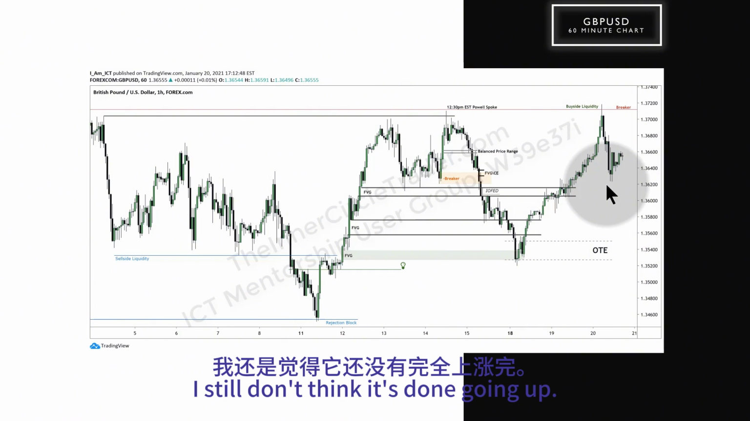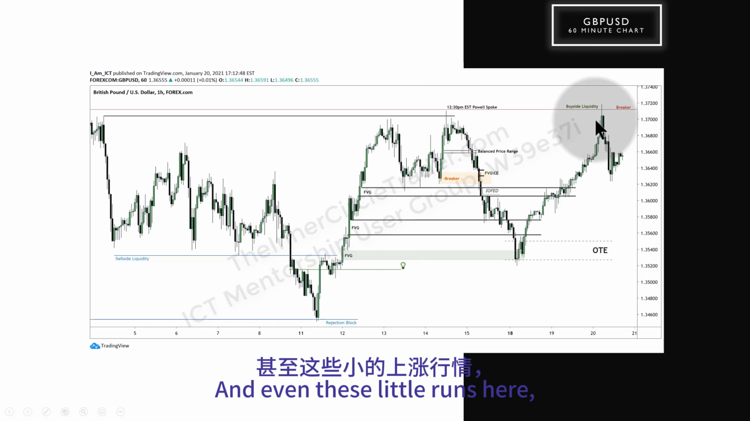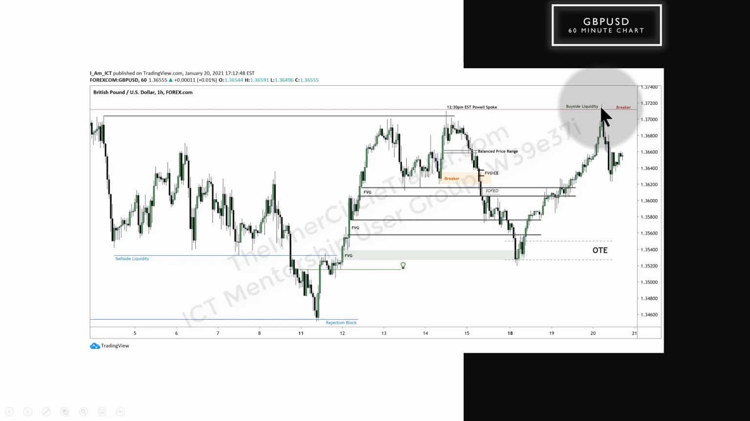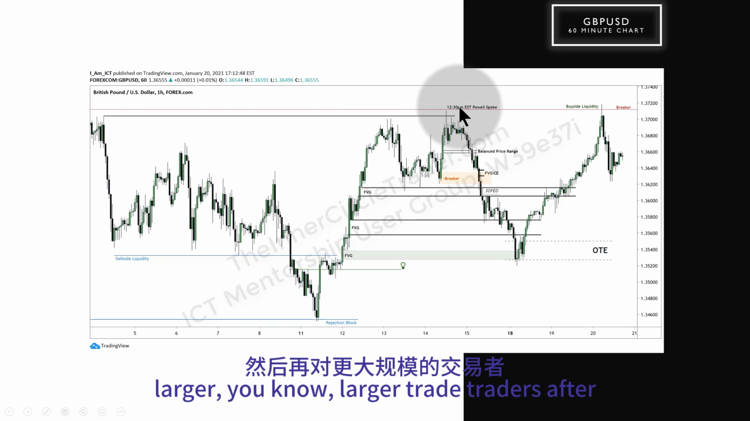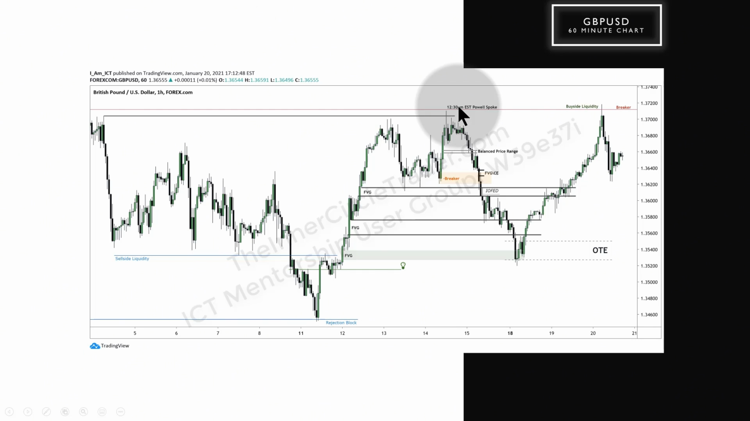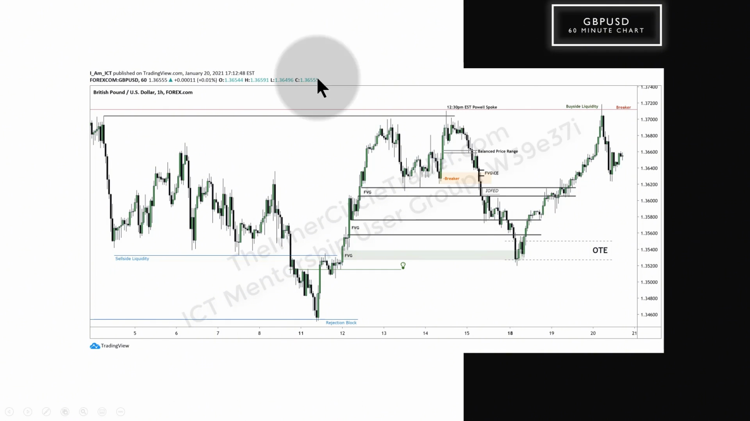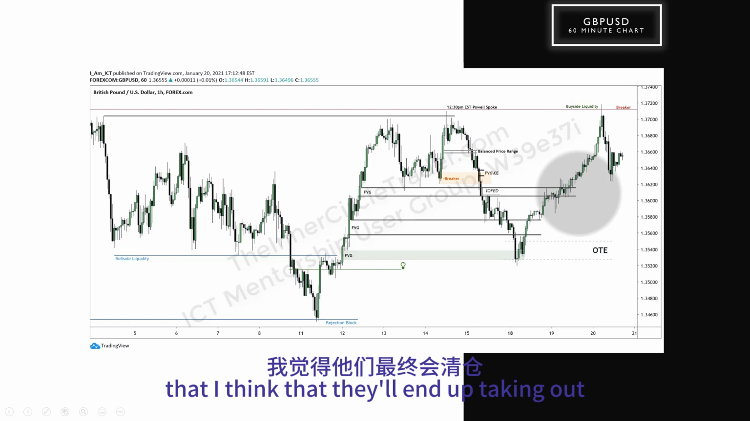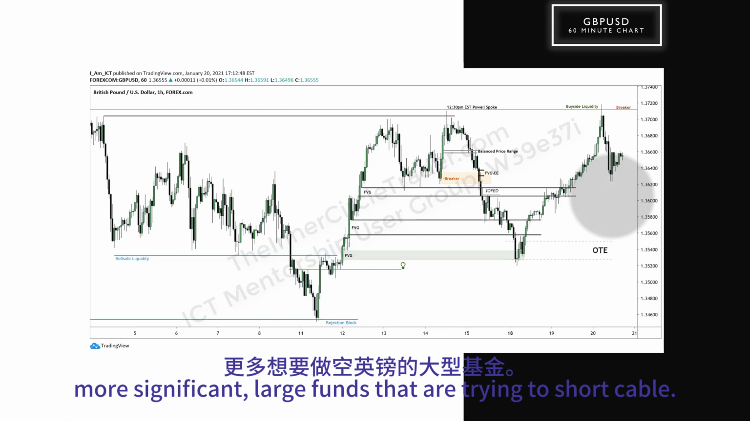I still don't think it's done going up. I think what they keep doing here is setting traps for bears. Okay, and even these little runs here, that's not stopping out large funds. That's just stopping out the banks that are smaller in entity that are cannibalizing larger traders after putting on their shorts. They're going back and taking those traders out. This and this, they're setting up a larger liquidity pool, in my opinion, that I think they'll end up taking out more significant large funds that are trying to short cable.